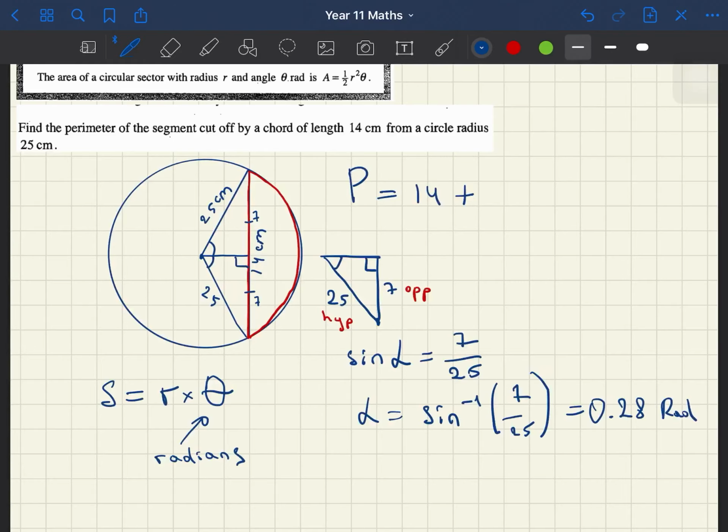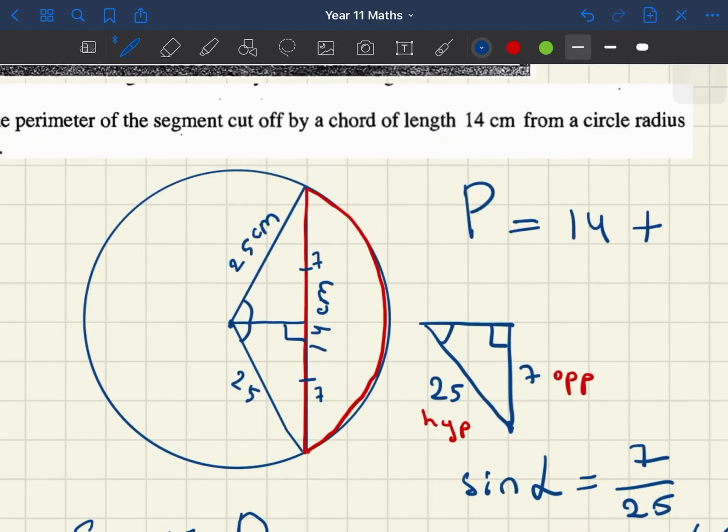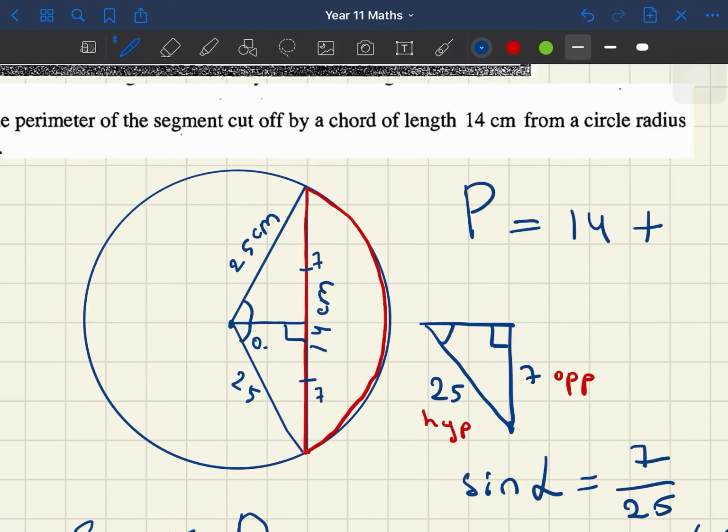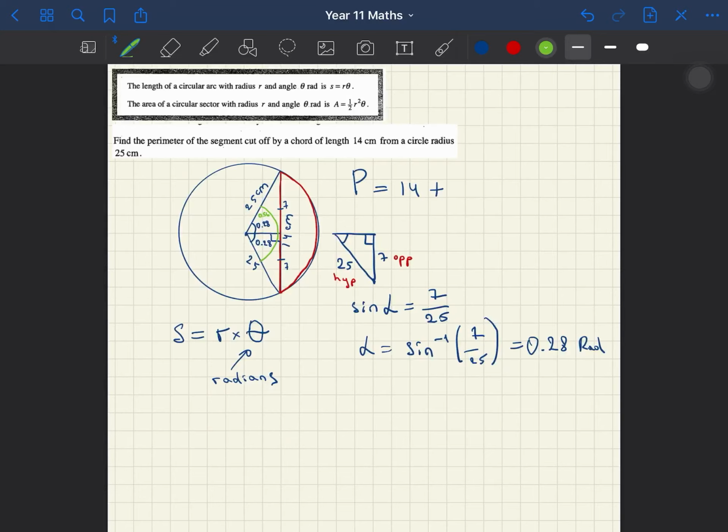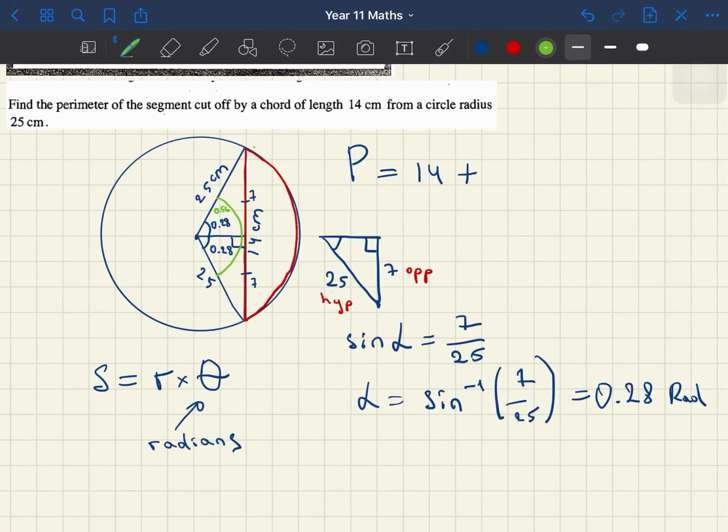Radians. Right, so this is the angle, but don't forget that this is only half the angle. We just found half of the angle. The other half is also 0.28, and then together this big angle is like 0.56, right? So this arc would be equal to the length of this arc. This is our S in this case, yeah?